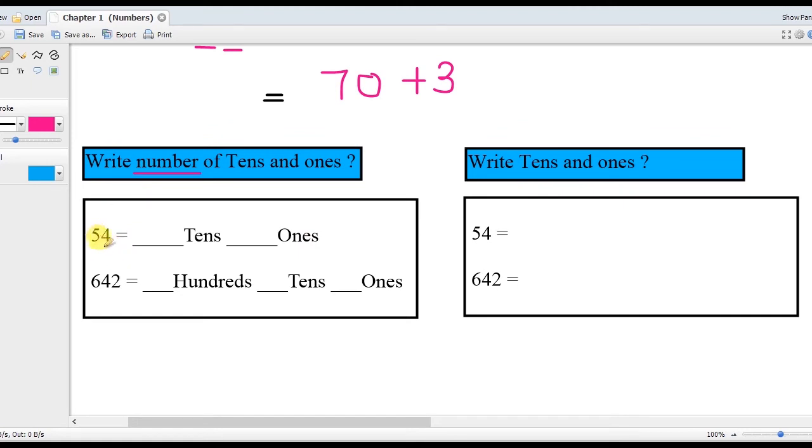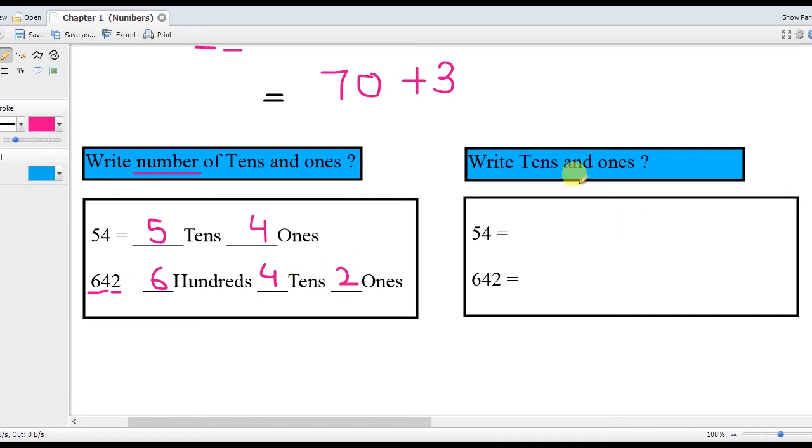So 54. Here's the question: 54. How many tens are there, and how many ones are there? There are 5 tens and 4 ones. So collectively we get 54. In this case, this is units, this is tens, and now we have a third digit as well, which is for the hundreds. So there are 6 hundreds, 4 tens, and 2 ones.